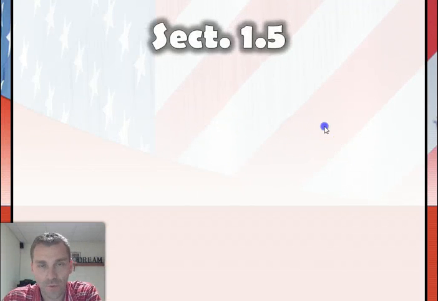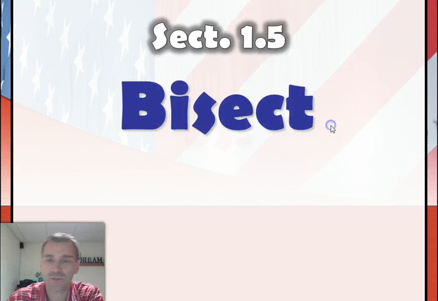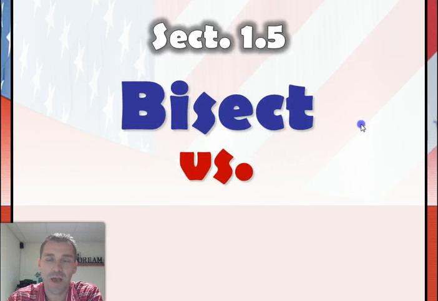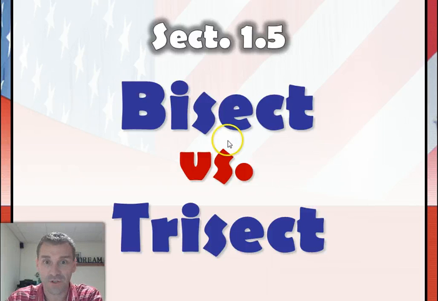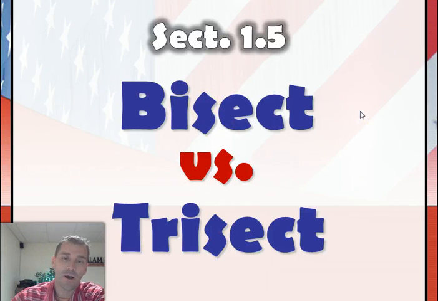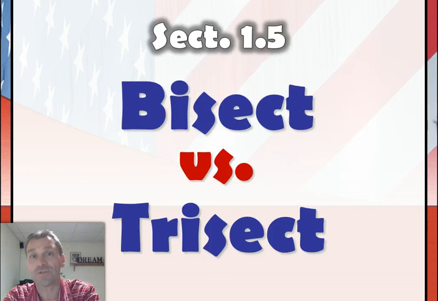And in section 5 of chapter 1, we're going to talk about three main things. But you see on the screen here, it's going to be this epic battle of bisect versus trisect. Just kidding. All we're going to talk about really is this: bisect, what it means, how to identify it, how it's used in two-column proofs, and trisect, same thing.